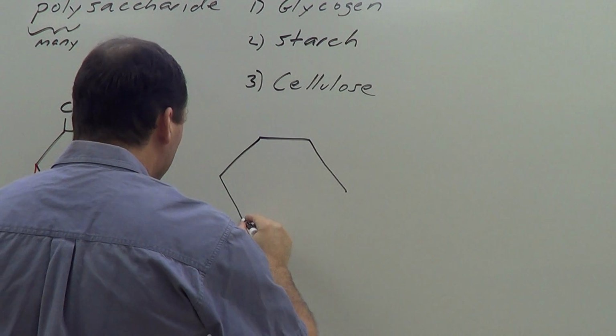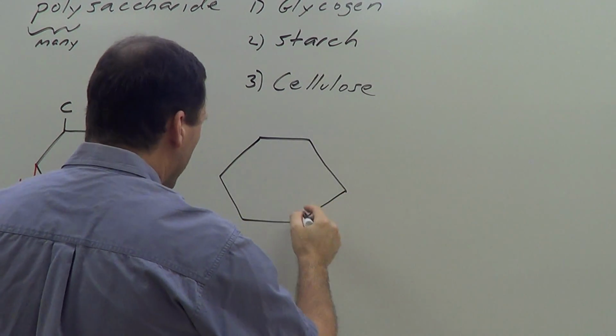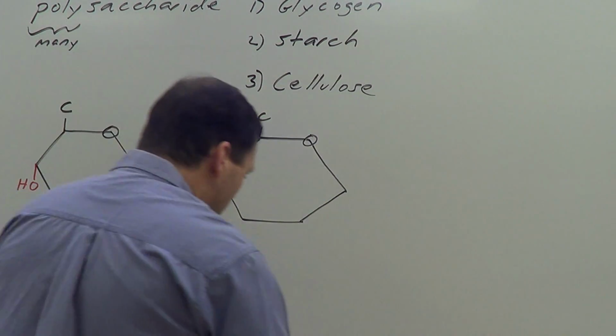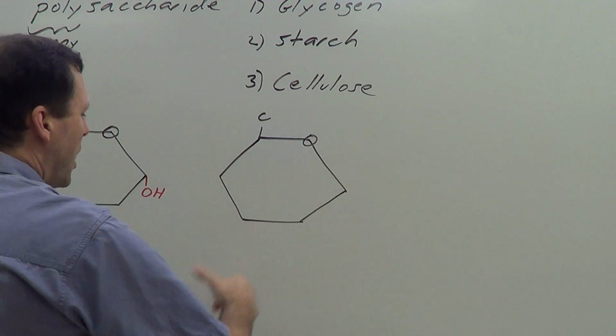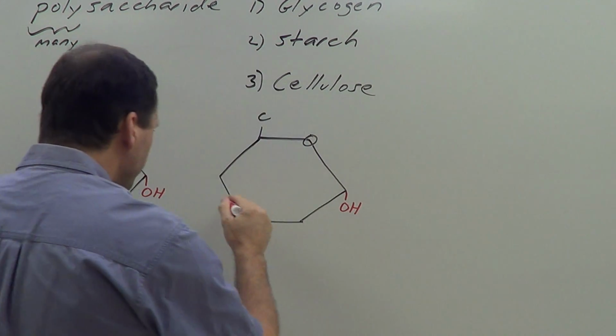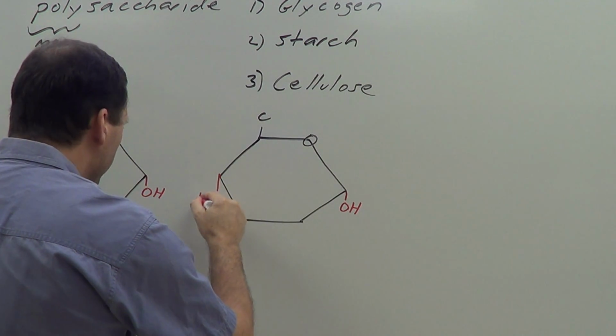Glucose number 2. There we go. Put our branch up there, the oxygen over there. And again, coming off of these 2 carbons are going to be hydroxyl groups. And there we go.